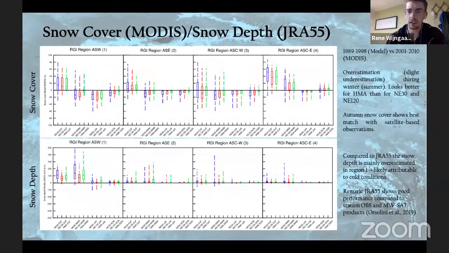Eventually, it is difficult to select a reanalysis-based dataset for high mountain Asia, but based on a paper I found that JRA 55 shows good performance compared to station-based observations and satellite-based products. So I compared it with JRA 55, and based on that, I found that it's mainly overestimated in region number 1, and it's likely attributable to the cold bias over there.